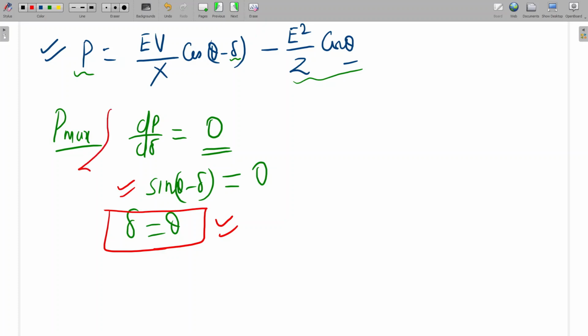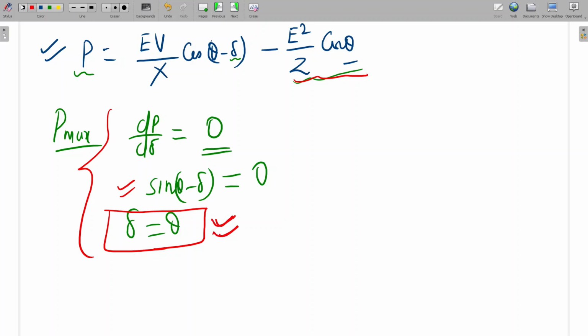This equation is clear to all? See, this is a constant part, so this differentiation will be 0. This is also constant, it will go to the right side, it will be 0. So cos theta minus delta, it will be sin theta minus delta will be 0, and theta minus delta will be 0, so delta will be theta.